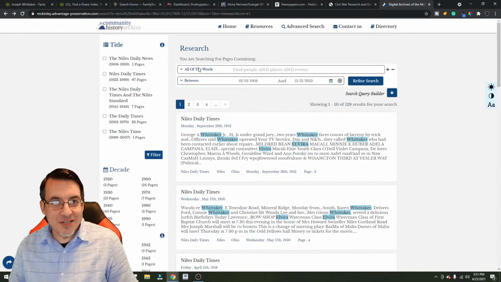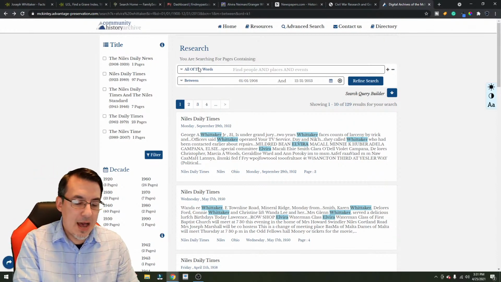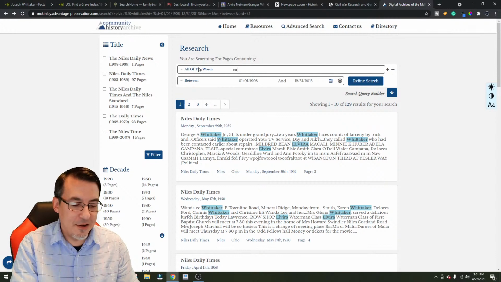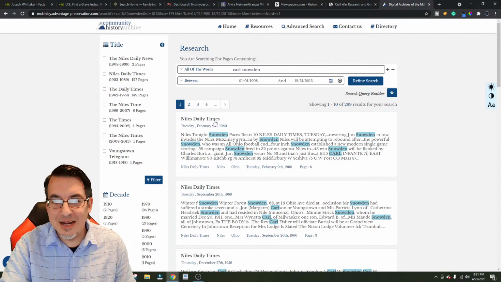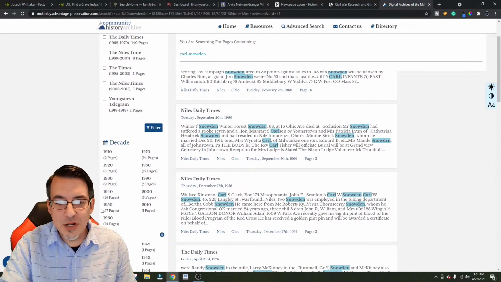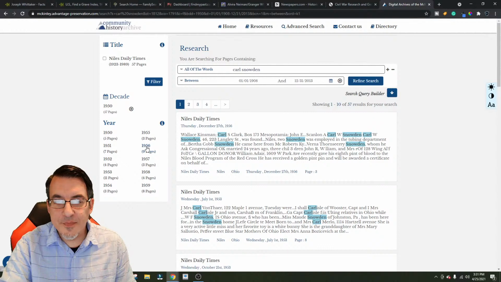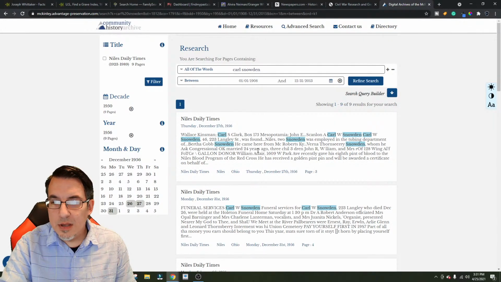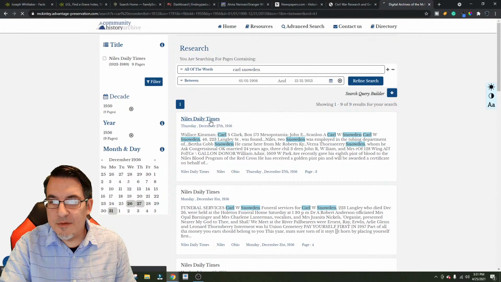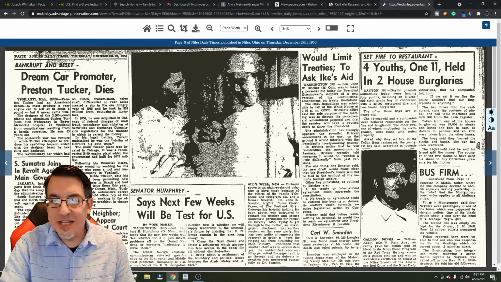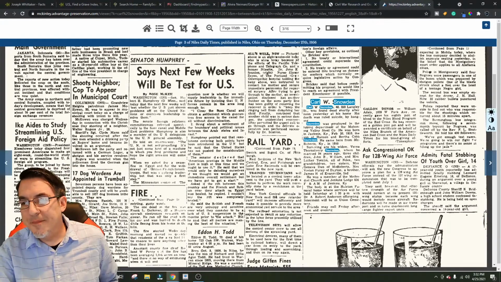Let me show you another example, since somebody asked about skeletons in the closet. My paternal great-grandfather also lived in Niles, and his name was Carl Snowden, and I know that he died in 1956. So I'm going to look for his obituary in 1956. And here we go, I'm going to find this right here. He died in December, just after Christmas. So here's my great-grandfather's obituary.